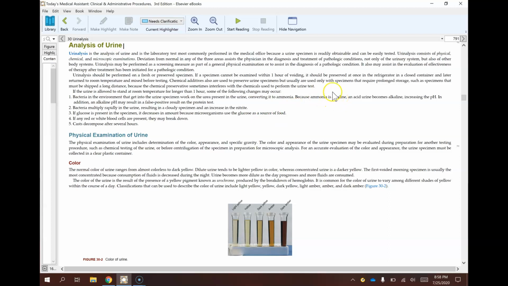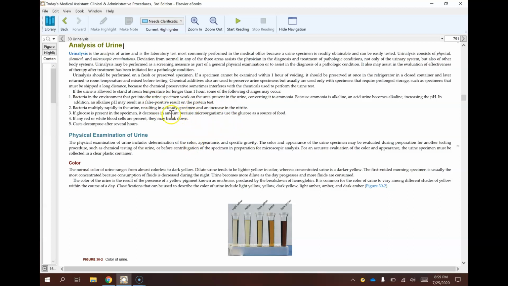If you are unable to test the urine sample immediately, you should put it in a refrigerator, much like we have in our lab. It is designated only for specimens and not for food. Again, your label must be there, clearly identifying whose urine it is and what time you have collected it.